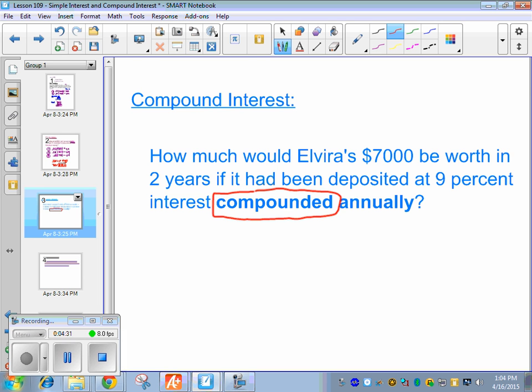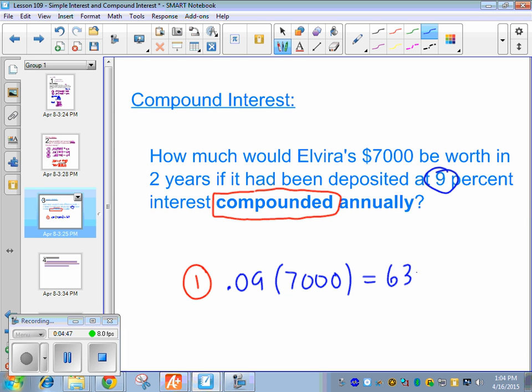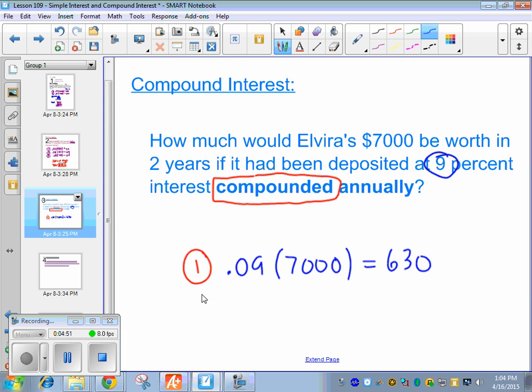This one is compounding, so it's going to get a little harder each year. So first year is the same, what we did before. So we have 9%, so that's 0.09, and we invested $7,000. So we did this one already. That was 630 bucks, right? Okay, so here's where it changes.